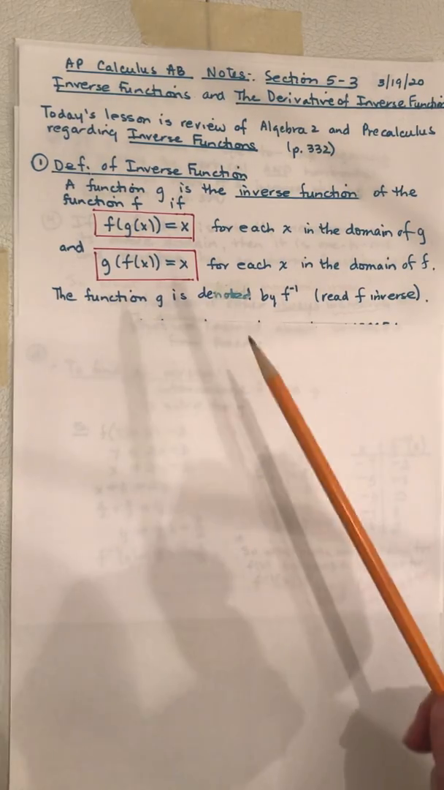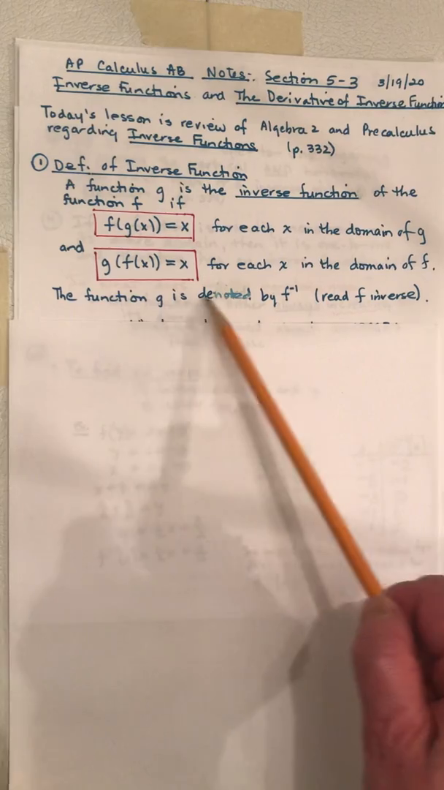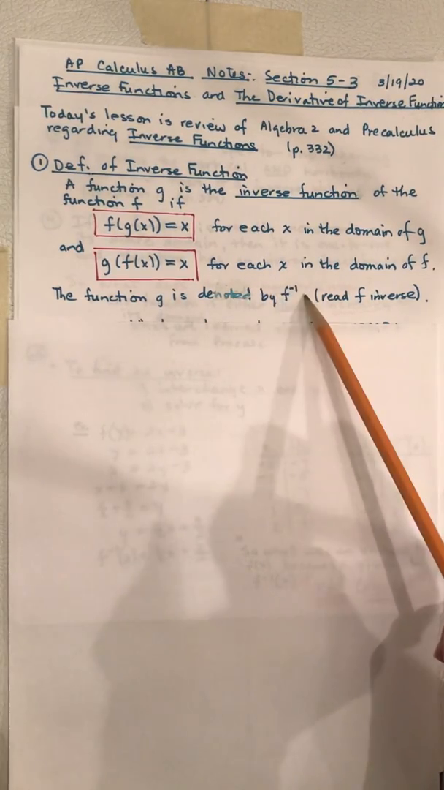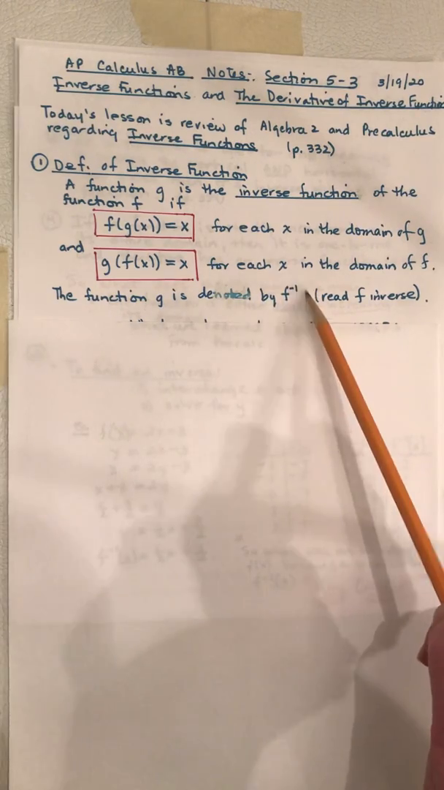Let's see what else we know about inverse functions. So, the notation. The function g is denoted by f inverse. That's not the reciprocal of f. That's not 1 over f. That's f inverse. And that's what we just defined right here.